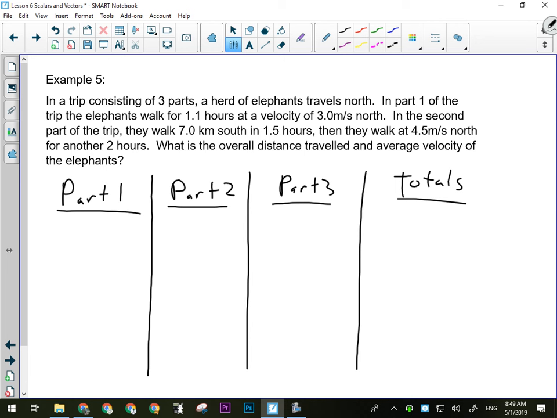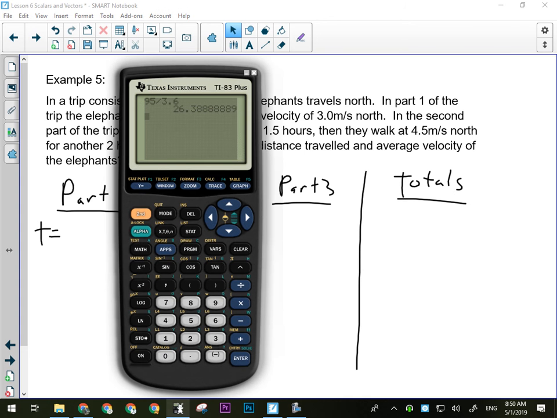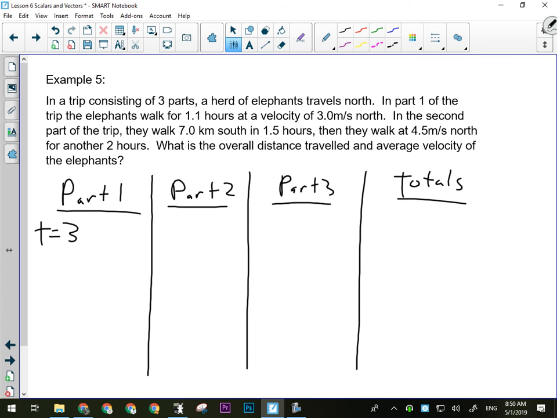Can I leave it in hours? No, my velocities are given to me in meters per second, so I need to convert the time into seconds by multiplying by 3,600. I'll take that 1.1 times 3,600 and have it in seconds right away, 3,960 seconds, and the velocity is 3 meters per second north. That's all I know for part 1.